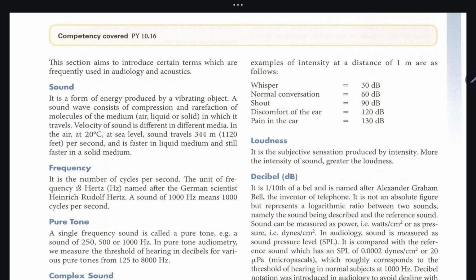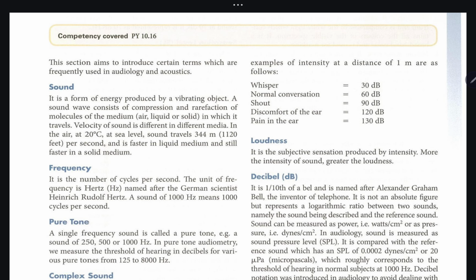Frequency. It is the number of cycles per second. The unit of frequency is Hertz, Hz, named after the German scientist Heinrich Rudolf Hertz. A sound of 1000 Hertz means 1000 cycles per second.